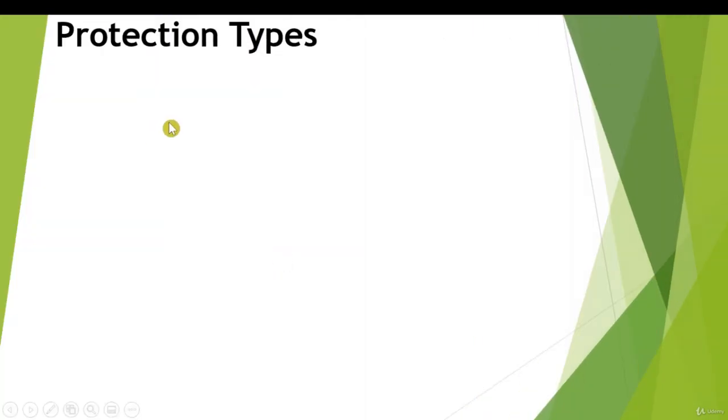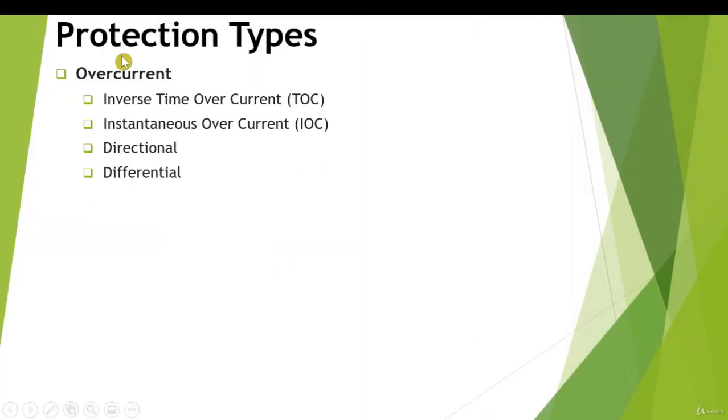Now let's understand different protection types. First we'll understand overcurrent protection, where it includes inverse time overcurrent, instantaneous overcurrent, directional and differential. Next is impedance based protection, which is also called distance protection. Distance protection can be applied to the transmission lines.